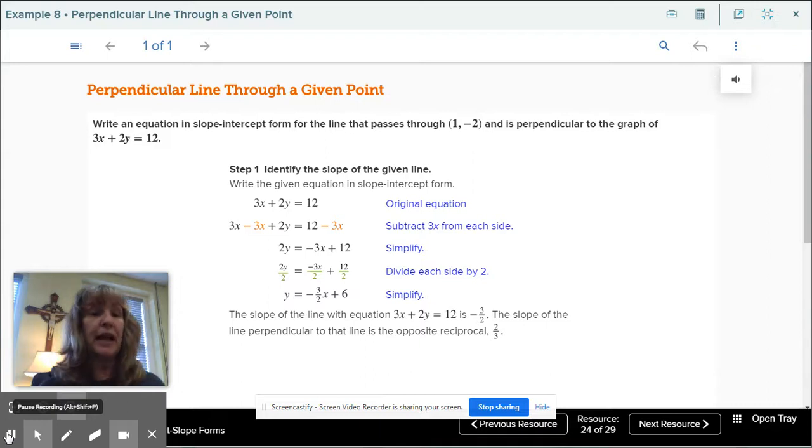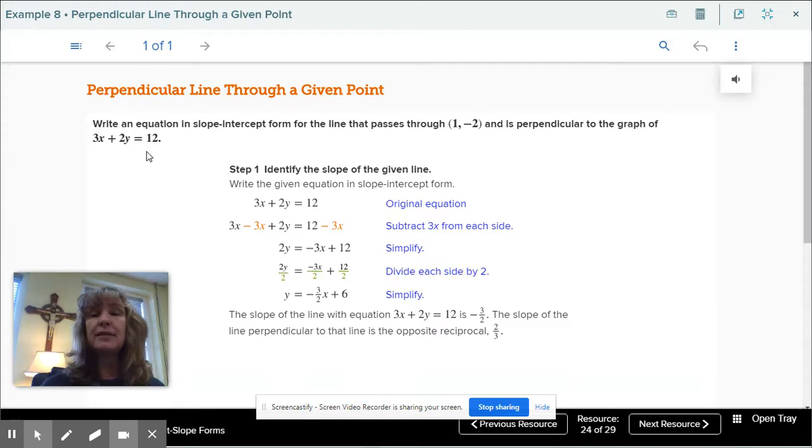Okay, final example here. Now we're going to talk about perpendicular lines. And hopefully you remember from the beginning of the video that if you want a perpendicular line to this slope, or to this equation, which is in standard form, you're going to have to do some adjusting to get it into slope-intercept form. So you need to identify the slope. It's not giving you a slope, so you have to identify it. This is standard form. We practiced with this yesterday.